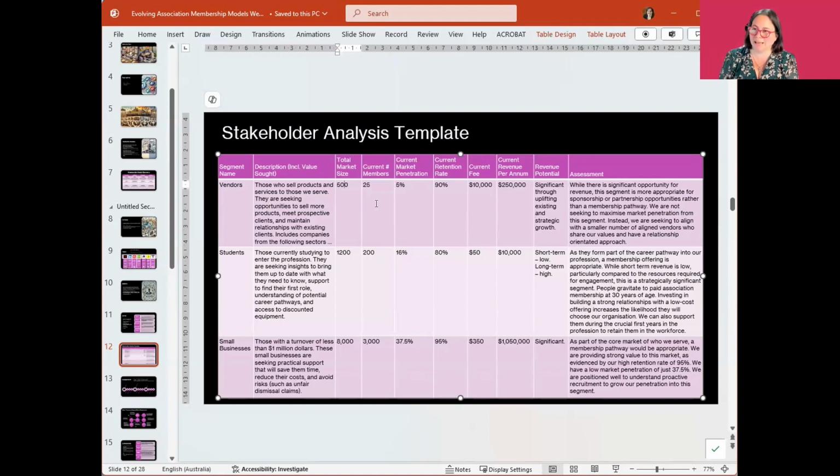What is the market size? How many members do you currently have in that group? What's your market penetration? What's your current retention rate? What are they currently paying? You want to get a deep understanding of each of these segments so you can assess, are these a group that really should be a member? Does this make sense? Has anyone gone through this process?